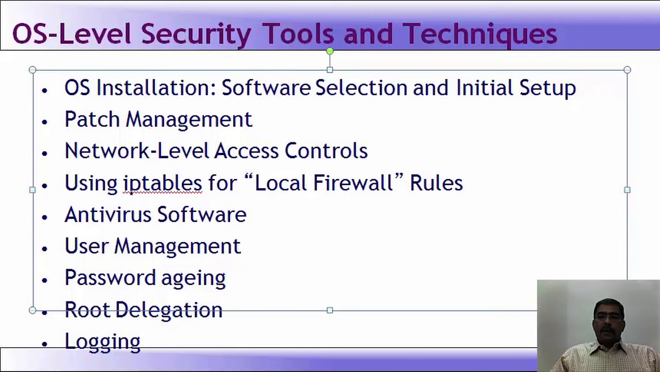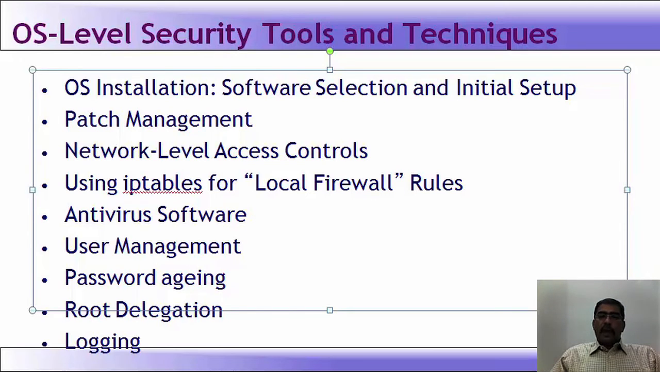Network level access control: how we are going to give access to the users through the network. Is it through an Active Directory service? Is it through a domain or a workgroup? Then what kind of resources they can access on the server, whether you want to give printer access to all the users. Then using iptables for local firewall rules, in the case of Linux. iptables is an inbuilt filter or firewall which comes along with the Linux system.